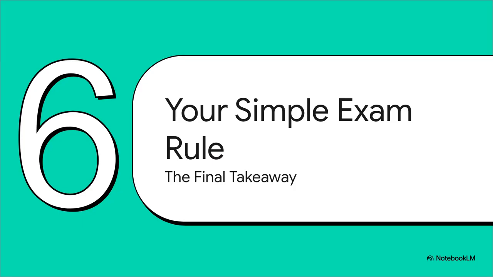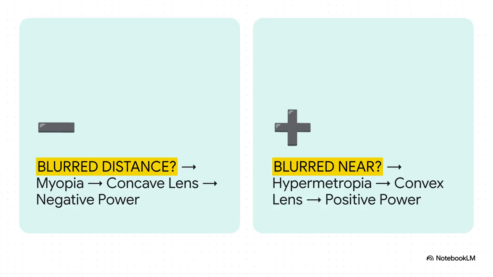Okay, so after all of this, I want to give you a simple golden rule that you can carry with you right into the exam hall. This is your final takeaway. Just burn this into your memory. If the question says blurred distance, you think myopia, which means you need a concave lens, which means the power is negative. Got it? Now, if the question says blurred near, you think hypermetropia, which means you need a convex lens, which means the power is positive. That's it. That's the whole game right there.